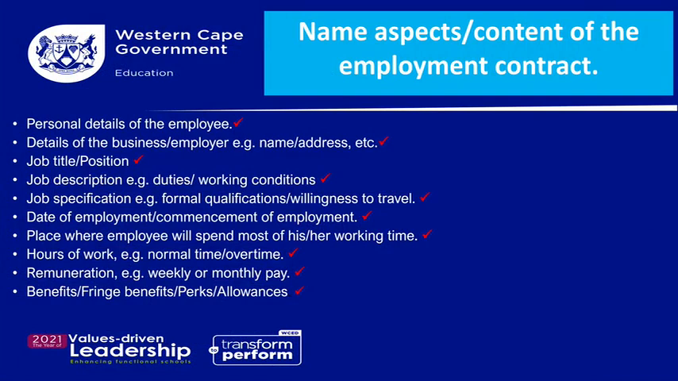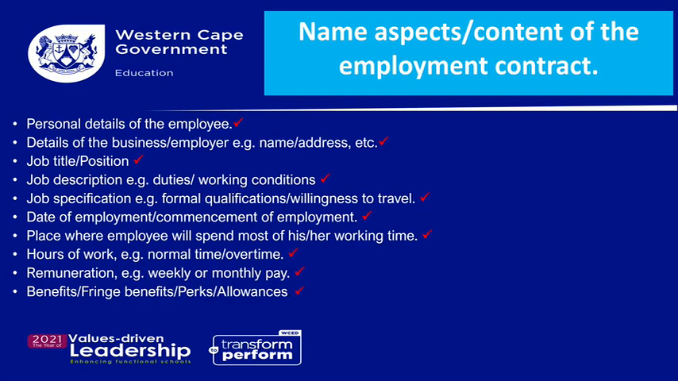So you need to specify that it is part of the job that they need to do. Right. The next one is your date of employment, and that is when they will start working. Place where the employee will spend most of his or her working time, the hours of work, remuneration. That is, remuneration means your payment.